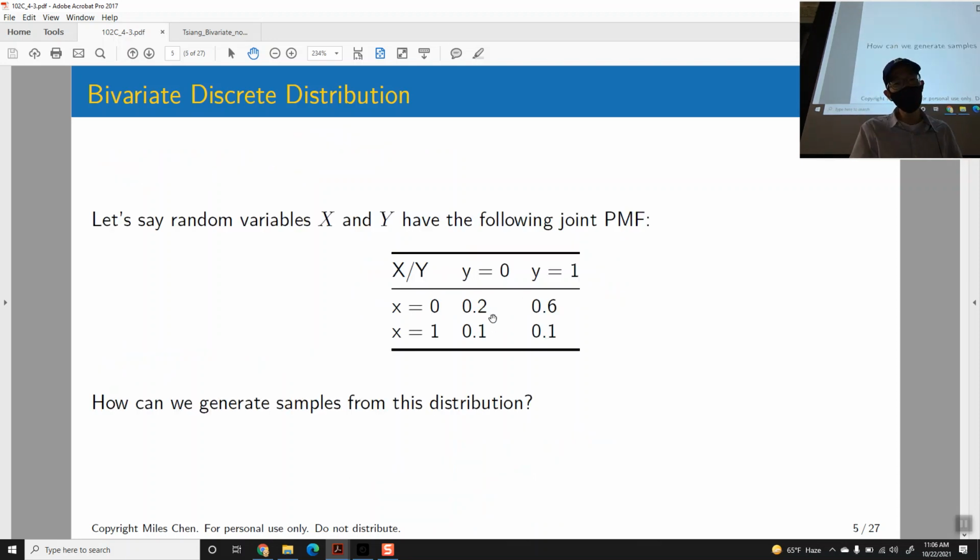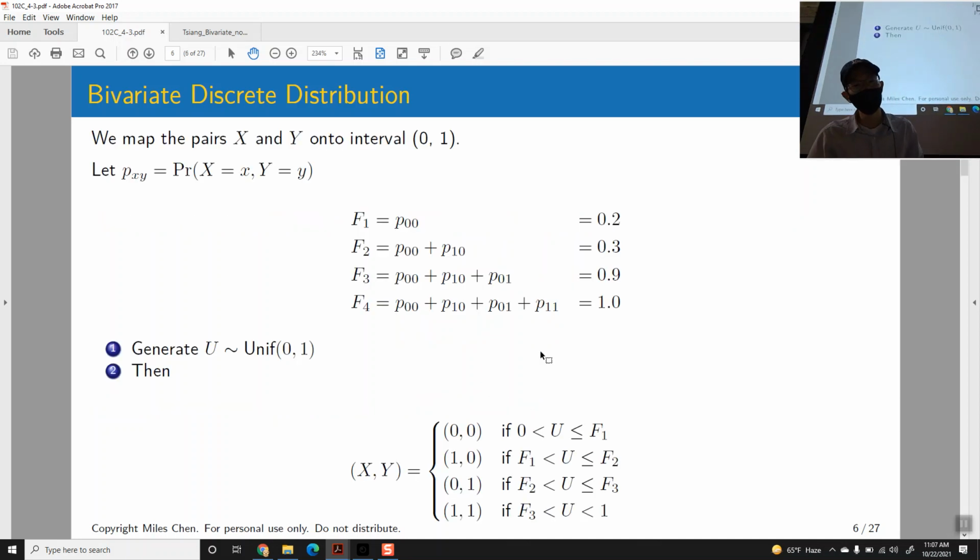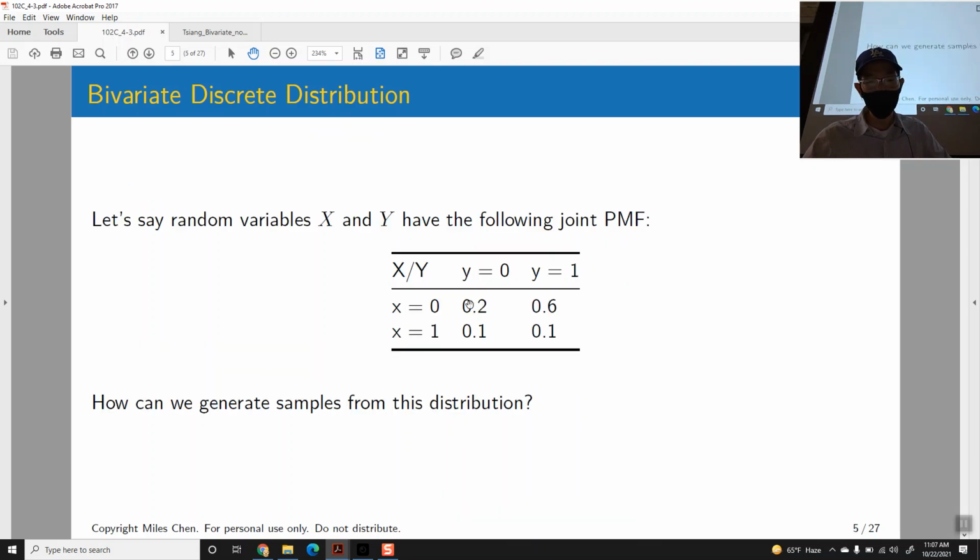And so, because if we add up all of these numbers, 0.2, 0.6, 0.1, and 0.1, they all add up to 1. So we're going to just map every single one of these things, right? We're going to take these values, 0.2, 0.1, 0.6, and 0.1, and we're going to put them on the interval from 0 to 1. Okay, so P00, this would be the probability of x being 0 and y 0. Okay, that's what P sub 00 would be, this probability.